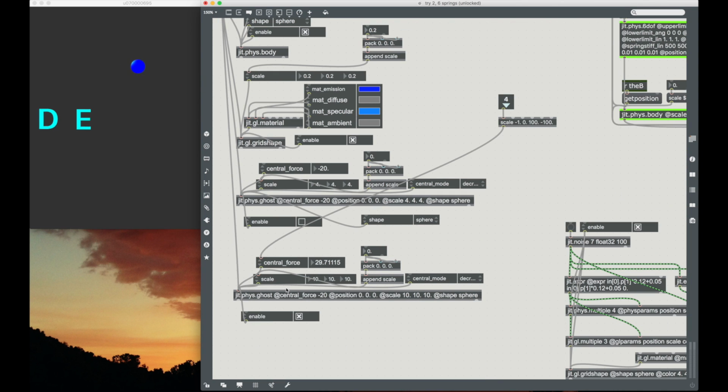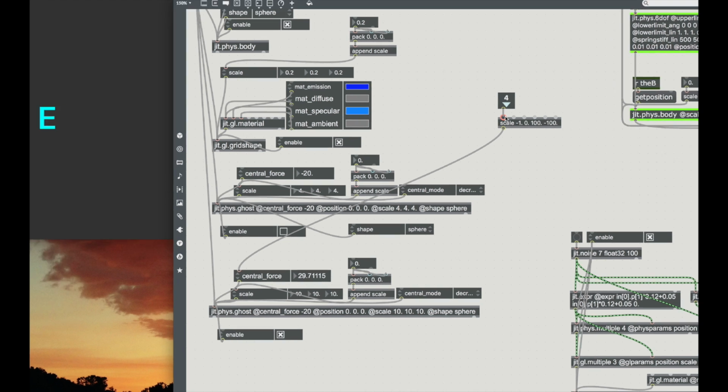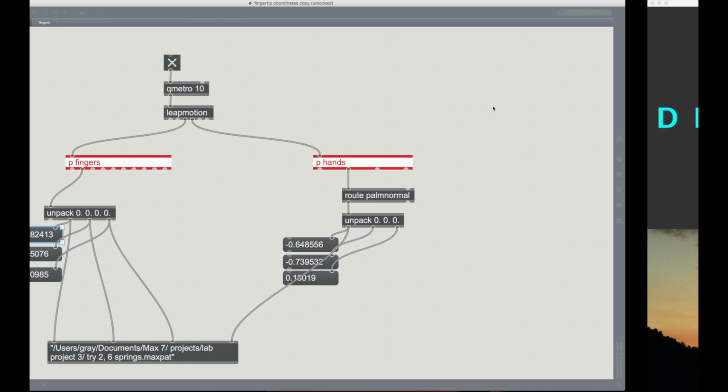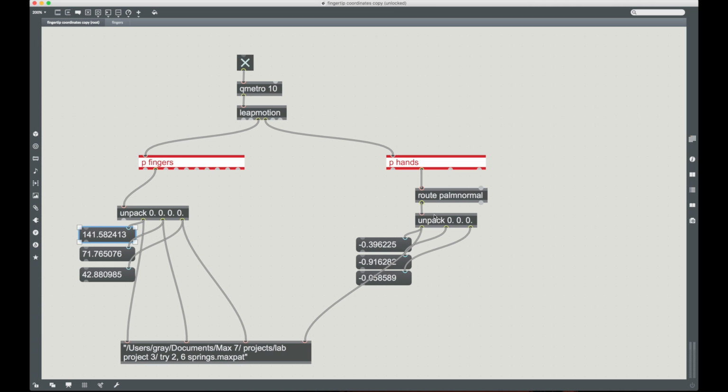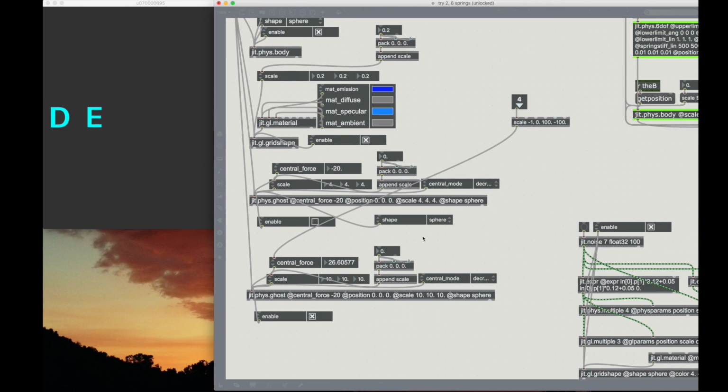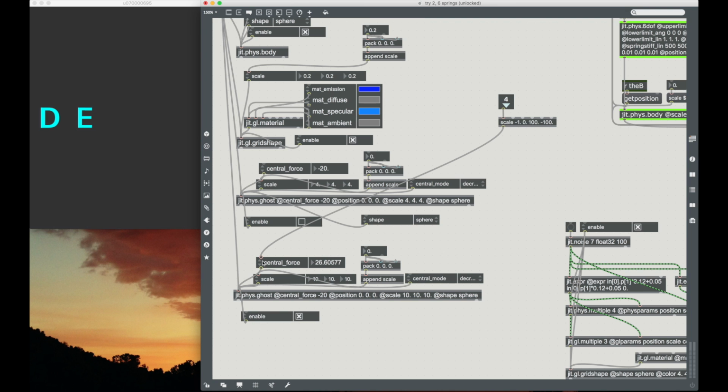In this case, the phys.ghost has a force. And that force can be negative or positive, which means it can attract or repel. In this case, this fourth value here, which I'm taking from the palm normal of my right hand. For this instance, I'm taking the rotation of my right hand and I'm putting that into the force. So as I rotate my hand 90 degrees, you can see the force goes from negative values, which is attraction, to positive values, which is repulsion.